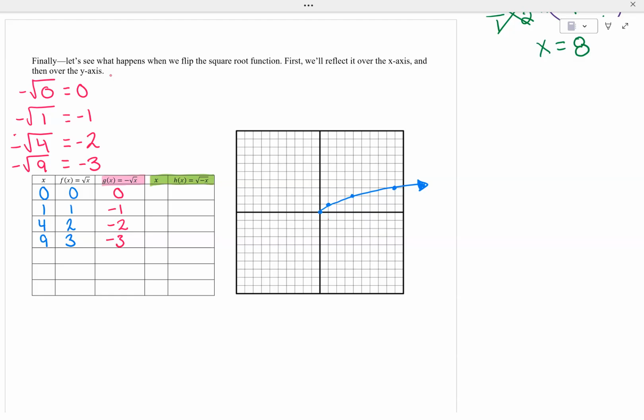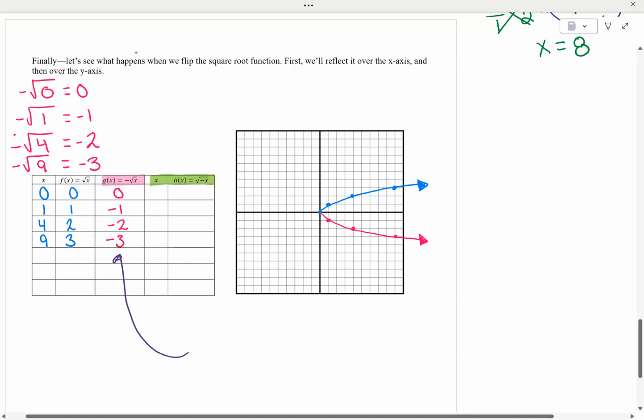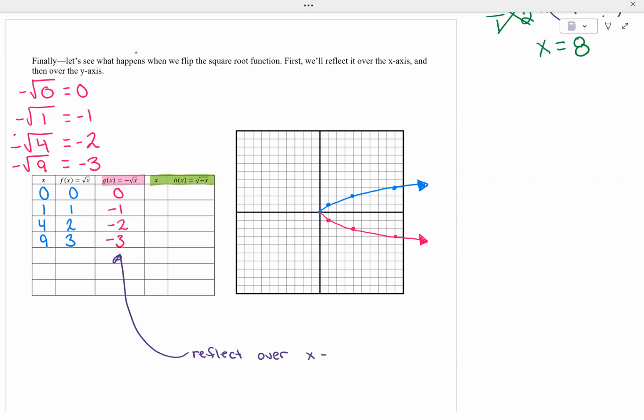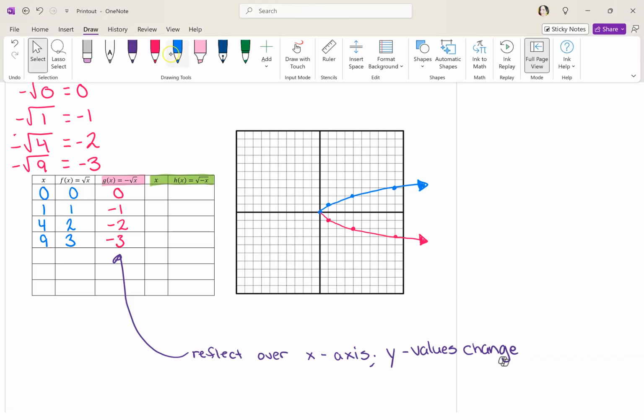But notice what happens. I reflected over the x-axis. Okay? So for these right here, we reflect over x-axis, and notice what changed. The y values did. Okay? Okay, let's go do this last one.